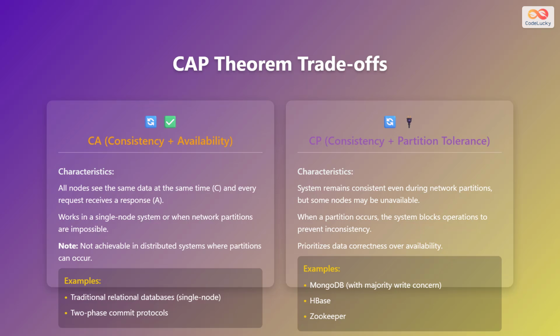Second, we have consistency plus partition tolerance. In this case, the system remains consistent even during network partitions, but some nodes may be unavailable. When a partition occurs, the system blocks operations to prevent inconsistency. It prioritizes data correctness over availability. Examples include MongoDB with majority write concern, HBase, and Zookeeper.